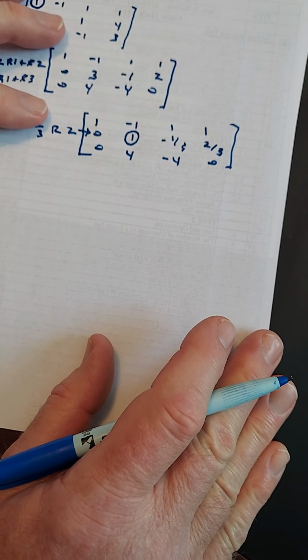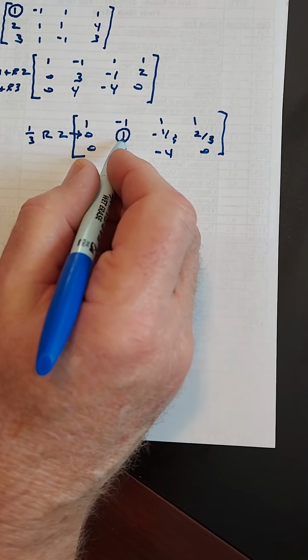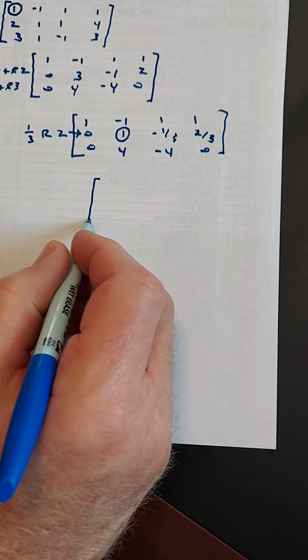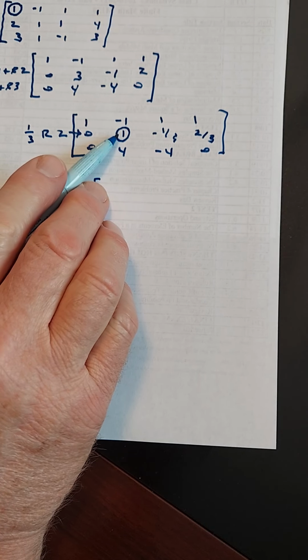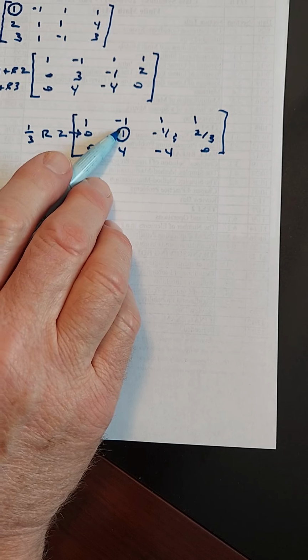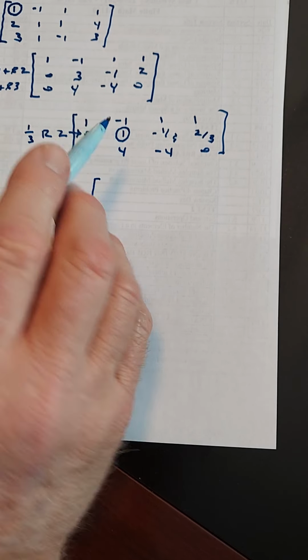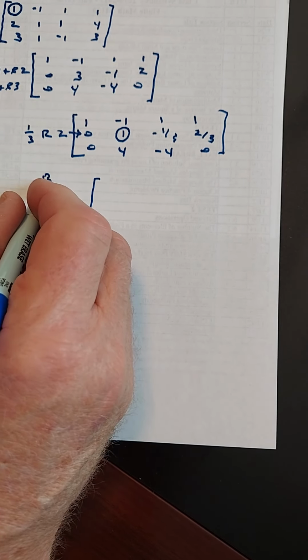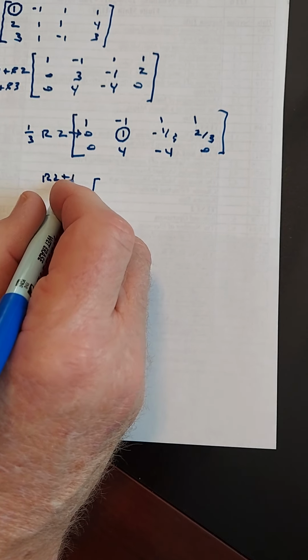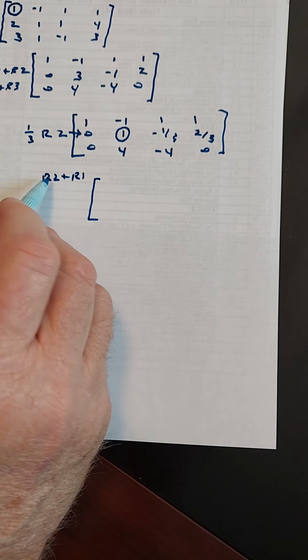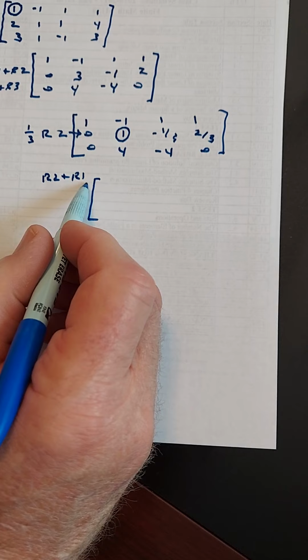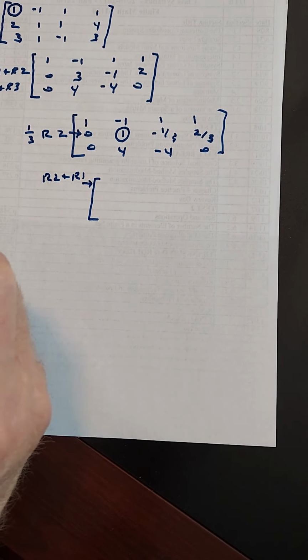Okay. Now that I have the 1 here, I got to get a 0 above it. What can you do to this row? Combine it with this row to get a 0. All I have to do is add. All I have to do is take row 2 plus row 1. Row 2 comes first because that's where the pivot is. I didn't line that up very good. It should be lined up there.